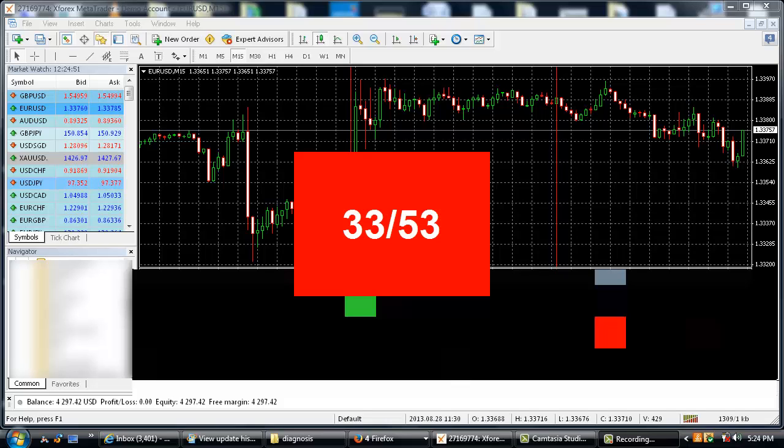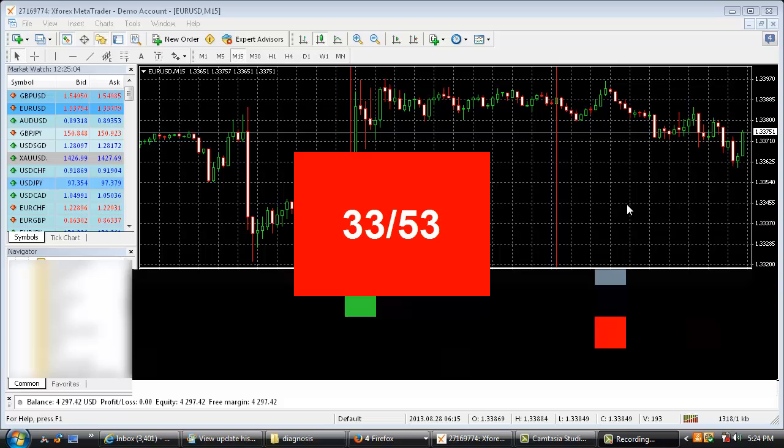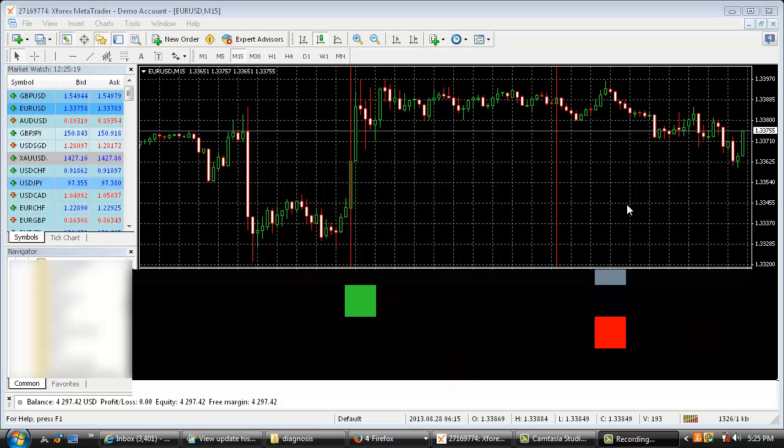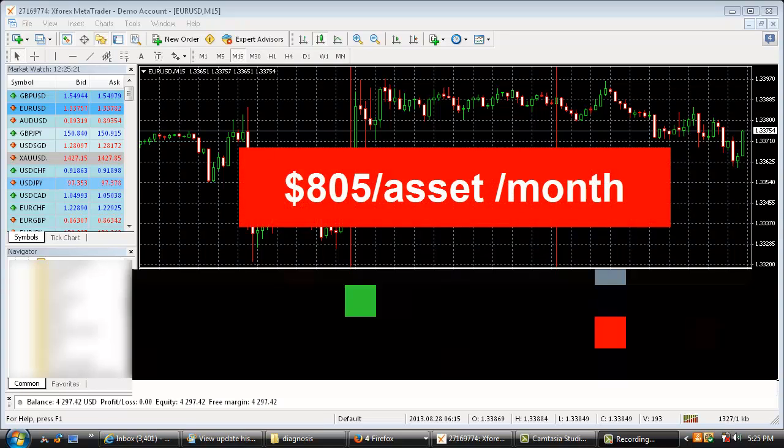If you work it out, based on a $100 trade size for one currency, you would have profited $805. So in percentage 62.3%, in dollars and cents $805 per asset per month. So I'm talking 805 is just on one pair of currencies or any assets. Whether you trade gold or oil, this strategy can be used.